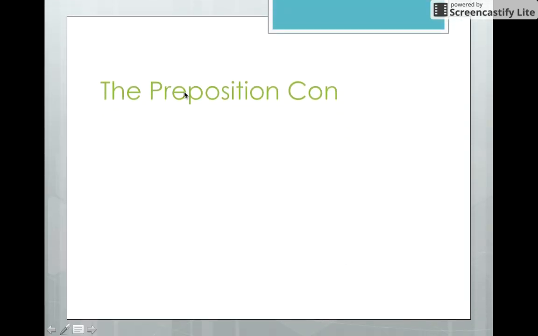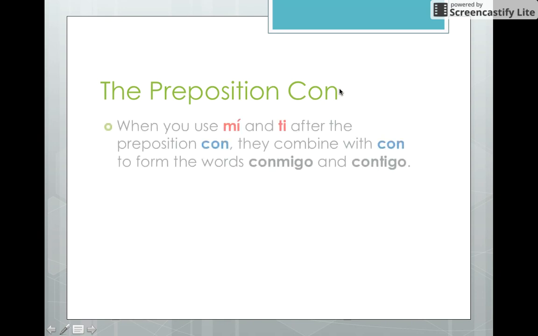Now let's look at the preposition con. Remember, con means with. When you use mí and ti after the preposition con, they combine with con to form the words conmigo and contigo. With me and with you.